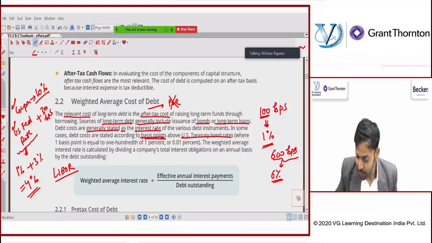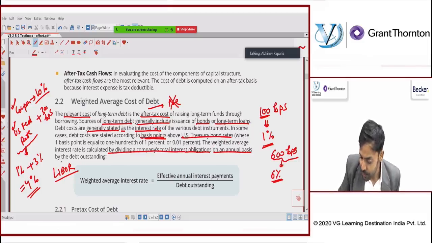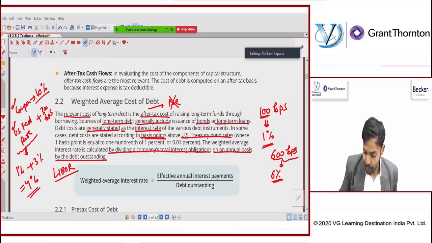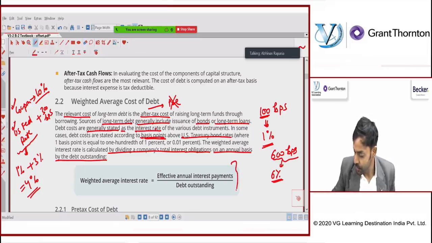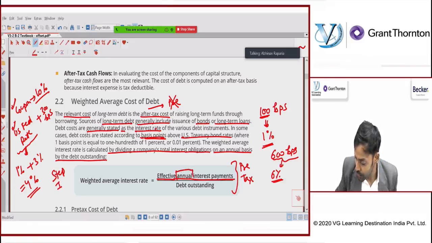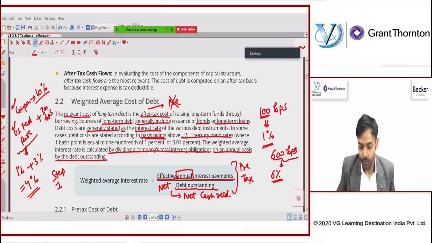The weighted average interest rate is calculated. How would you calculate it? By dividing the company's total interest obligation on an annual basis by the debt outstanding. The same formula we have done, but this is pre-tax. This is what you're calculating. So I would say it is step 1. Which is the effective annual interest rate. Annual is very important here. And then the debt outstanding. Debt outstanding, we have said, is the net debt outstanding, so it is basically the net cash which you have received.